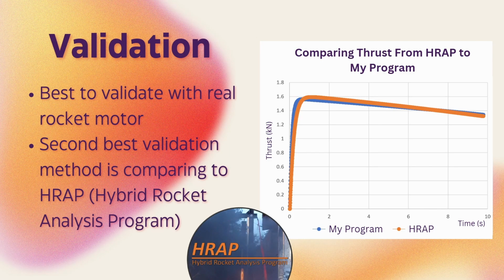So finally, I had to validate my program. The best way to validate it would be to have a real hybrid rocket engine with a bunch of sensors and compare the data. I don't have that. So the second best method is comparing it to another program which already exists, like HRAP, which I mentioned earlier. You can see thrust over time with very similar input conditions between my program and HRAP, and you can see they follow a really similar profile.